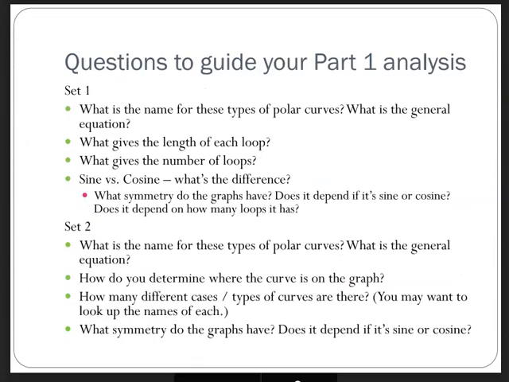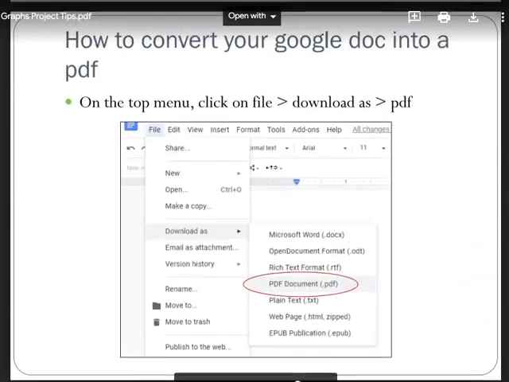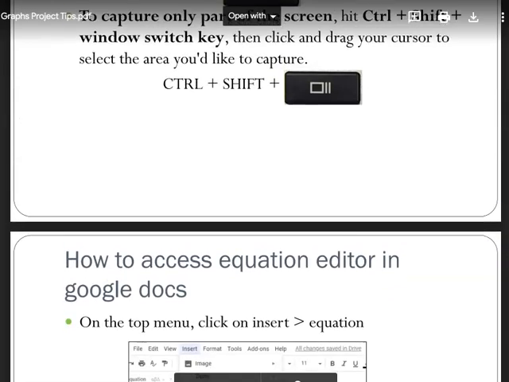If it's helpful for you for the Part 1 analysis, you can use these questions as a guide. What is the name? What is the general equation? What gives the length of each loop? If you go through and make sure you answer each question, you should touch on that whole list of things I want you to talk about in terms of the different transformations on these polar curves. Hopefully that's enough to help get you started on the Polar Graphs project.